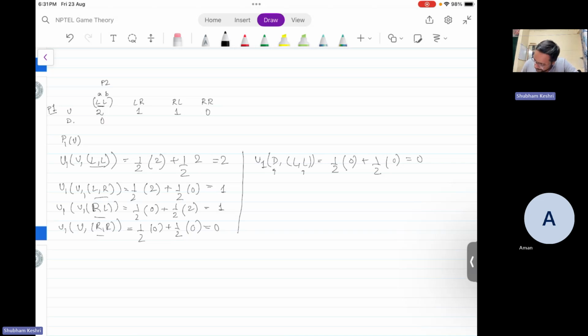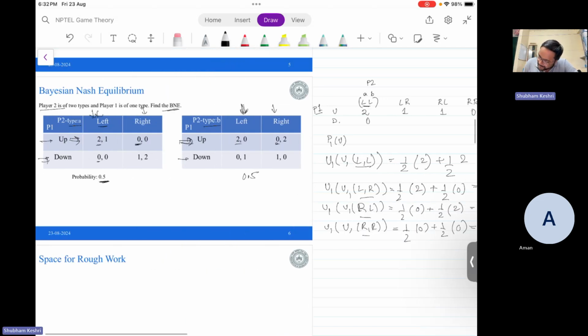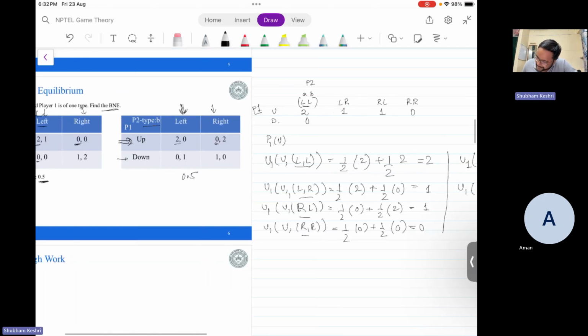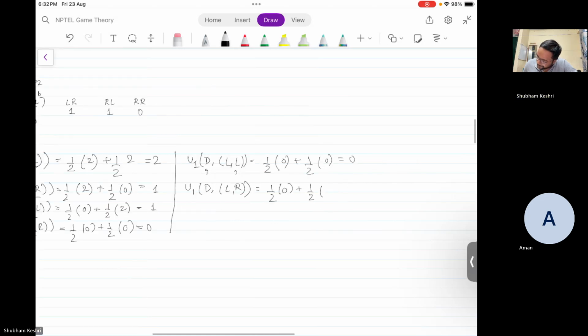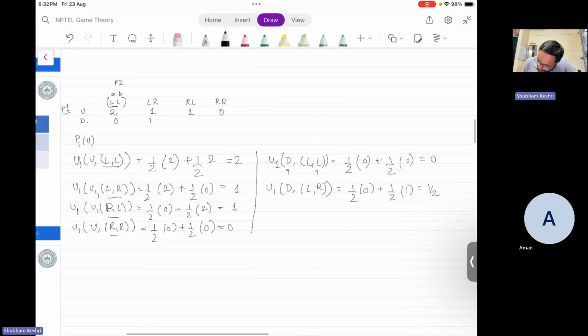Okay? Again, utility of player 1 when he's playing down and the other player is playing LR. So what does this mean? Player 2 of type A is playing L and player 2 of type B is playing R. So in this case, half times when he is playing down and the other player is playing left, he is getting 0. And when he is playing down and the other player is playing right, he is getting a utility of 1. So this will become half.